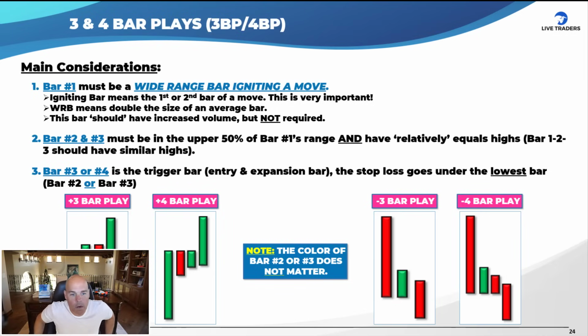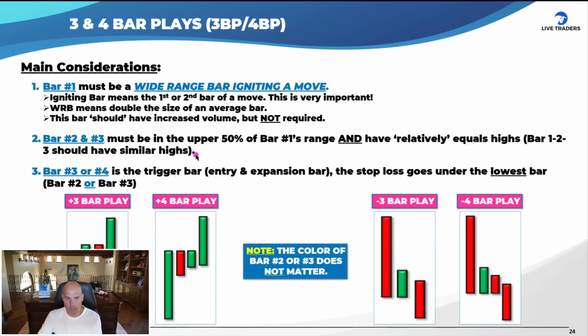Bar number 1 must be a wide range bar, igniting a move. It's underlined, bolded, capitalized, and italicized. I couldn't do much more than that. Igniting bar means the first or second bar of a move. This is very important. Wide range bar means double the size of an average bar. This bar should have increased volume, but it's not required.